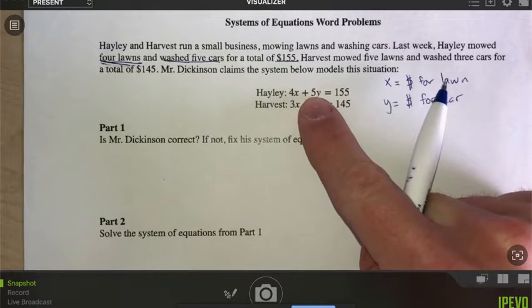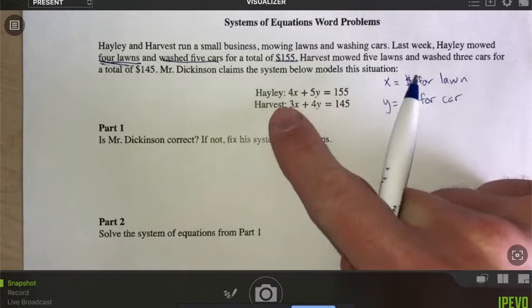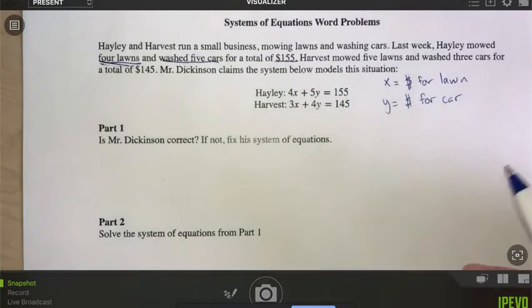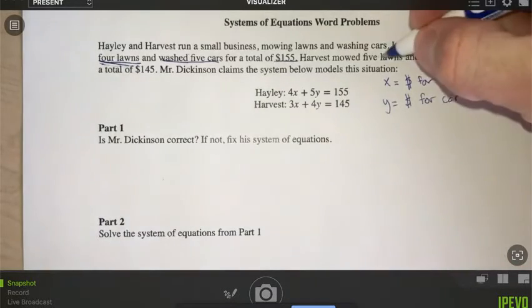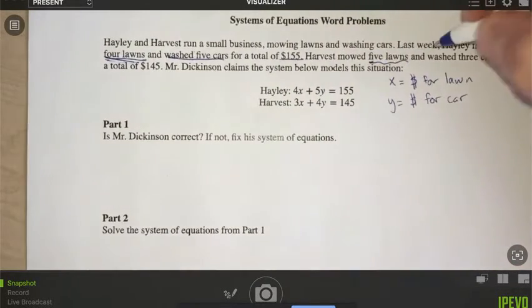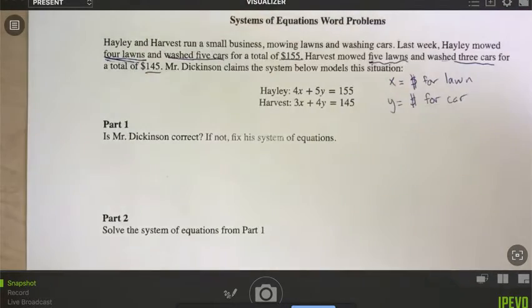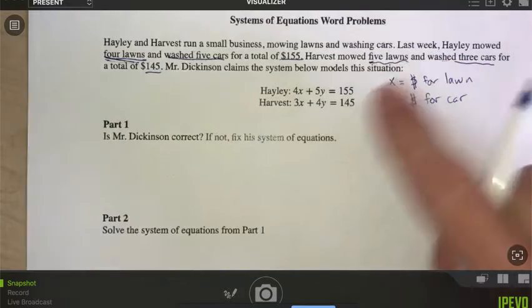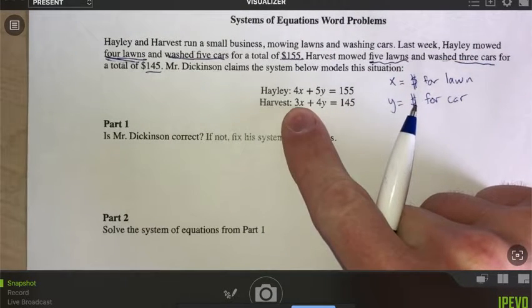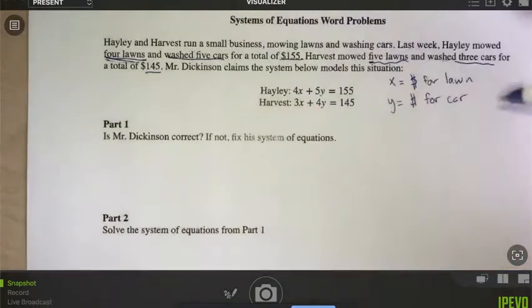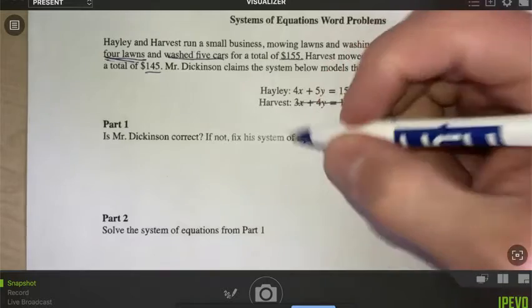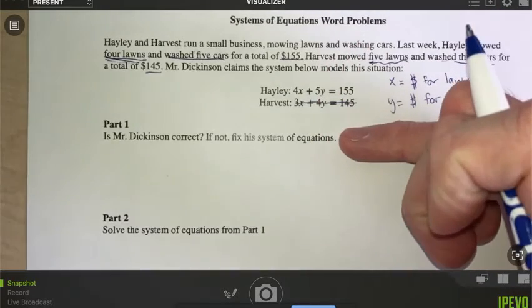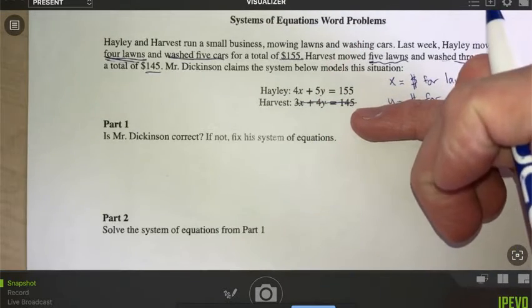And so I see 4 lawns, 5 cars, and a total, and it sure looks like Haley's follows that pattern. 4 lawns, 5 cars, and that's 155. Now if I take a look at Harvest, I see 5 lawns. Sorry, my pen is dying. 3 cars, and a total of 145. And right there is a red flag because I see 5 lawns, 3 cars, but his equation says 3 lawns, 4 cars. So clearly Harvest's equation here is wrong. That can't be true. And so part 1, when it's saying, am I correct? Clearly not, because I've messed up Harvest's situation.